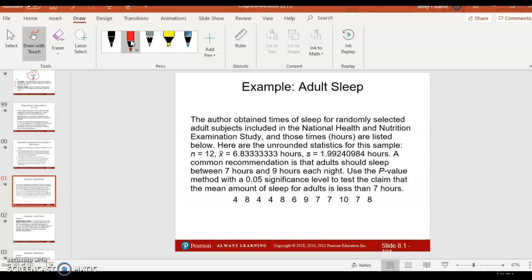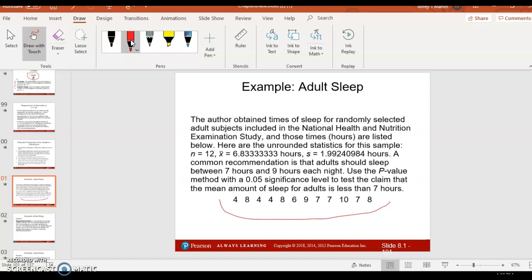The first example is about adult sleep. The author obtained times of sleep, listed here at the bottom, for randomly selected adult subjects included in the National Health and Nutrition Examination Study. Those times, in hours, are listed below. Here are the unrounded statistics for the sample: n is equal to 12, x bar is equal to 6.8333 repeating, and s is equal to 1.9924094 hours.